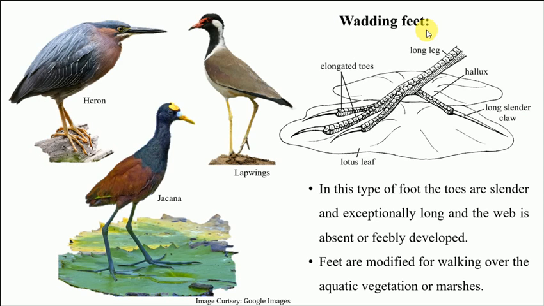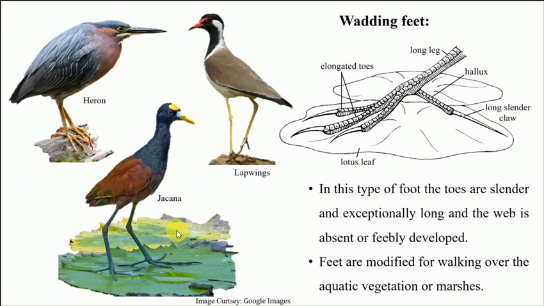Now the wading type of feet is found in the birds which live in marshy places, such as the heron, then jacana, lapwing, snipes, etc. So all these are birds which live in marshy places, or where too much water body and aquatic vegetation is there. Now in this type of feet, the toes are slender and exceptionally long.